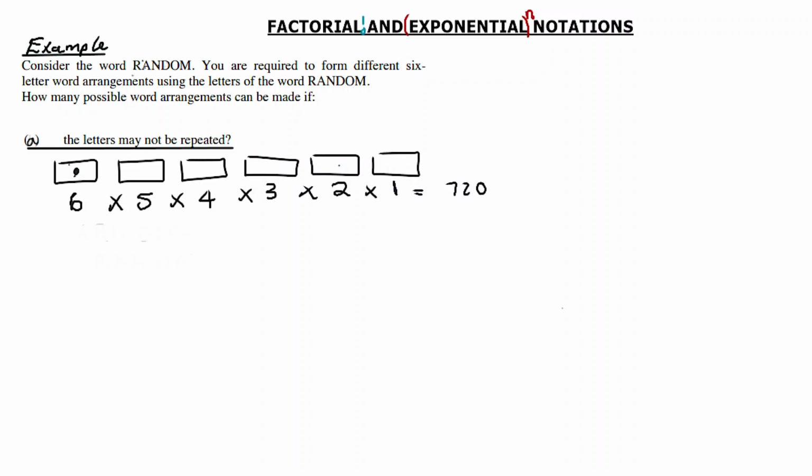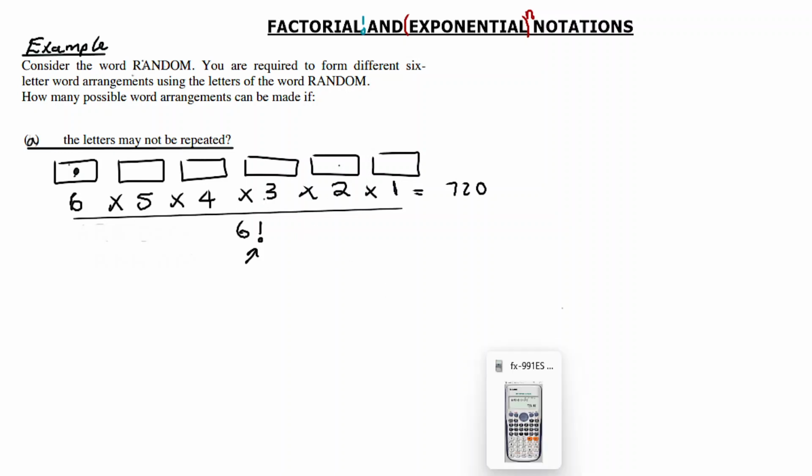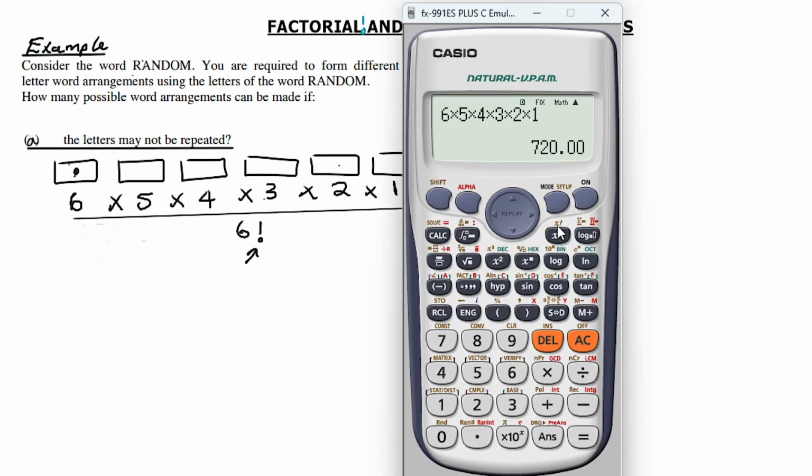In total it's 720. Okay, this exercise we were doing here gives us something called a factorial. This thing you can write as 6 exclamation mark. This thing, it's what we call a factorial, right? It's what we call a factorial. On the calculator it is there, at the top.